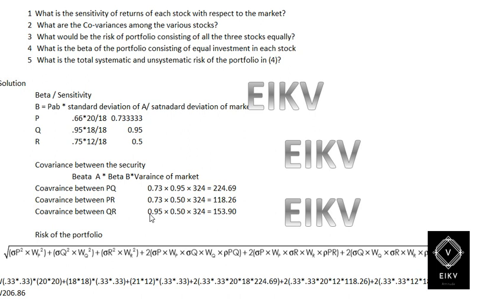The next one, risk of the portfolio. So the formula for risk of the portfolio would be the root of standard deviation of P square into weight of P square, plus standard deviation of Q square into weight of Q square, plus standard deviation of R square into weight of R square, plus 2 into standard deviation of P into weight of P into standard deviation of Q into weight of Q into correlation of PQ, plus 2 into standard deviation of P into weight of P into standard deviation of R into weight of R into correlation of PR, plus 2 into standard deviation of Q into weight of Q into standard deviation of R into weight of R into correlation of QR.